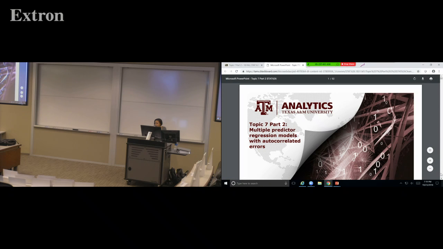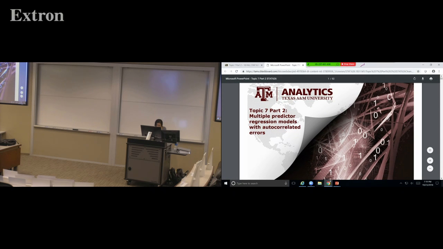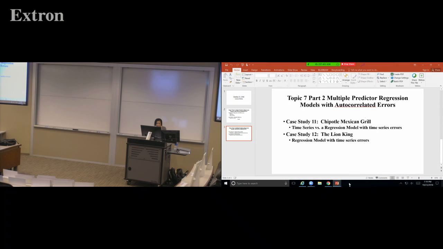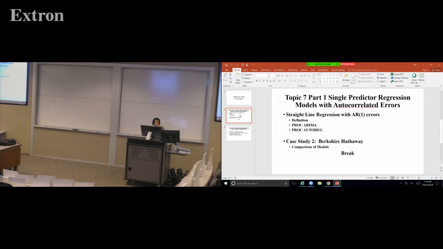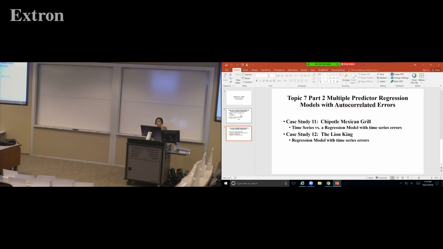All right, let's move on. So where we were, we learned about a straight line regression with AR1 errors and examined Berkshire Hathaway data. Now we're going to move on to a fancier regression model where we have multiple predictors, and we're going to look at Chipotle Mexican Grill and examine what model to use, and we'll also look at some data from a Broadway play called The Lion King. That's where we're going today.